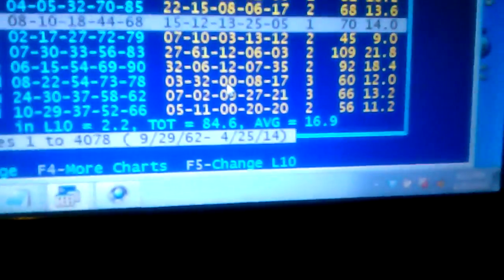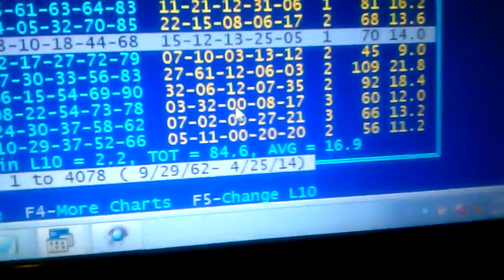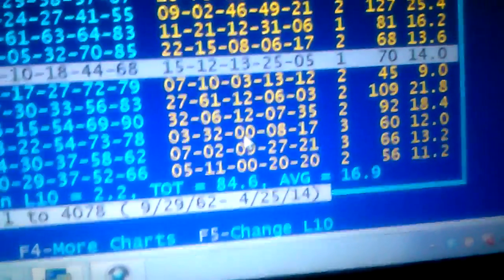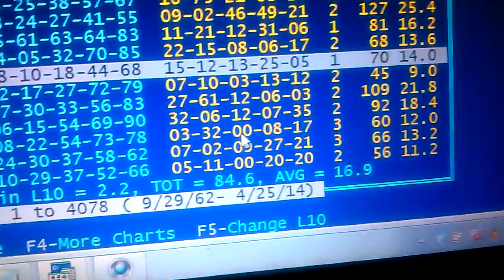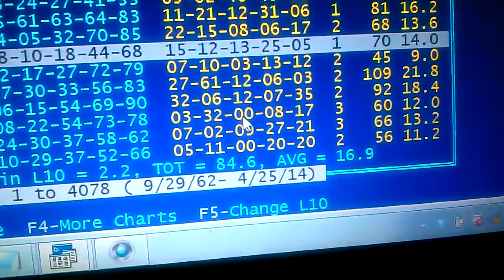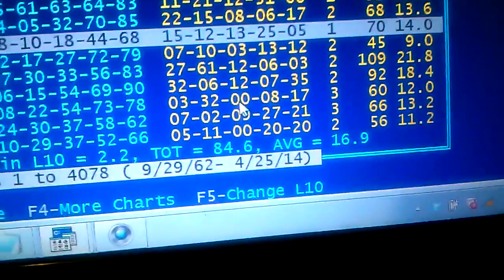How many skips of 1 do you see? How many skips of 2? How many skips of 3? How many skips of 4? All the way up to the skip of 30.